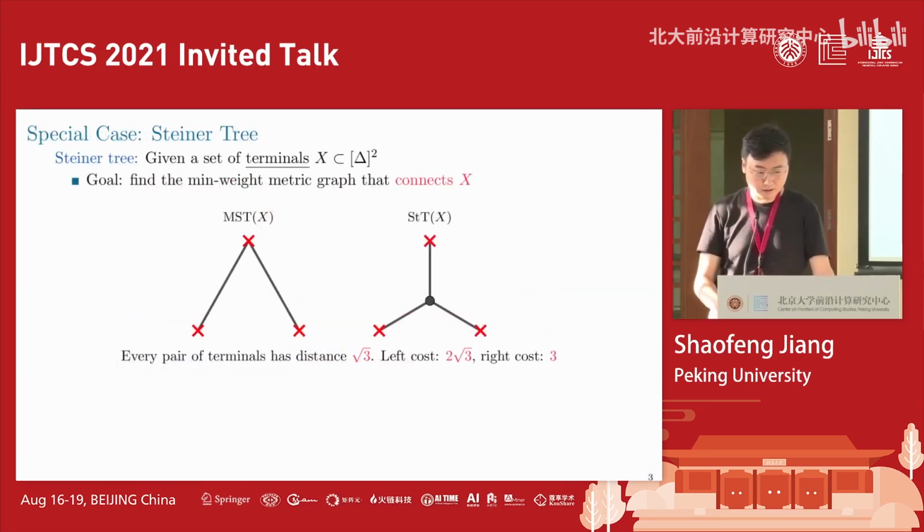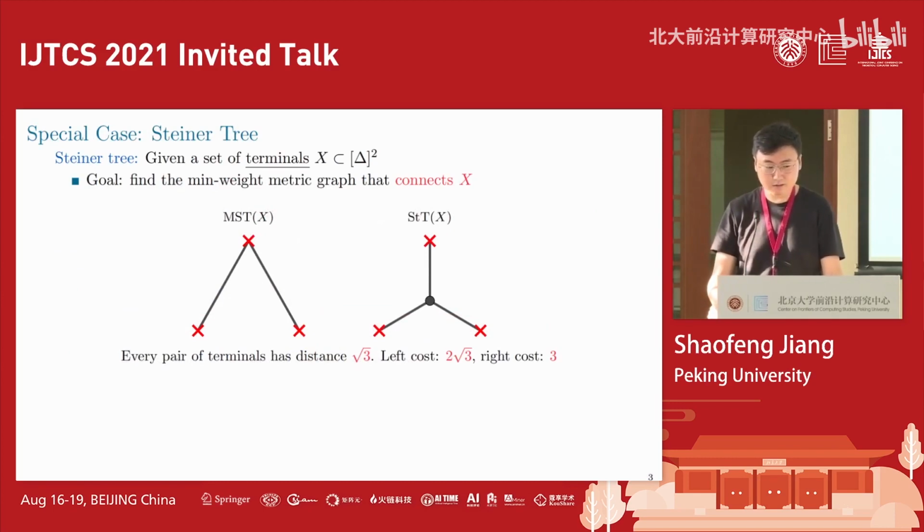And we consider a problem called Steiner forest, but let's start with a special case called Steiner tree. So let me define Steiner tree. In the Steiner tree problem, we are given a set of terminals, this data set X, which is, as we said, in the two-dimensional integer grid. And the goal is to find a minimum weight metric graph that connects X. So let's look at an example.